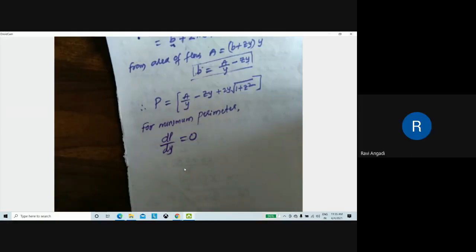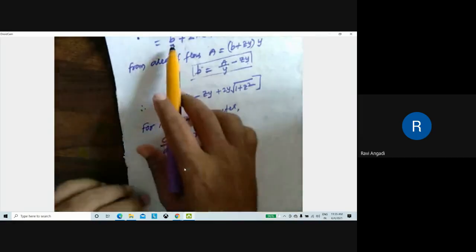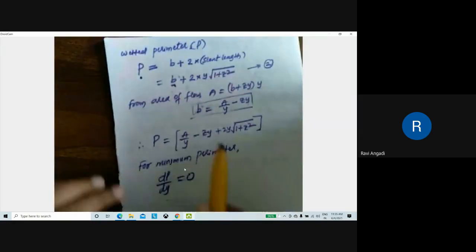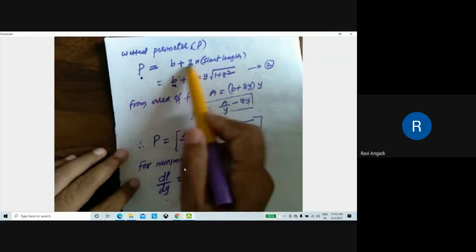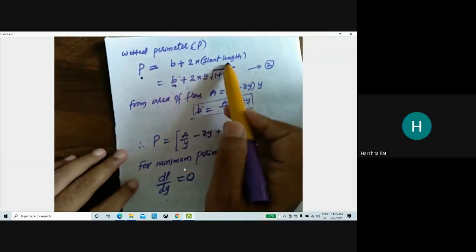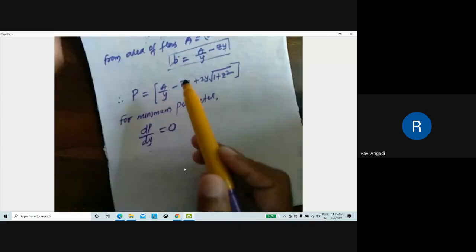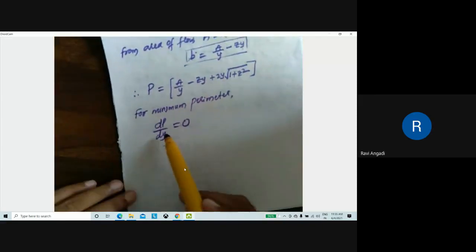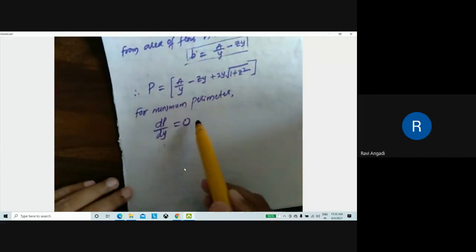Yes, sir. Okay. So here also the perimeter should be minimum. I want it with respect to what? With respect to depth of flow, because depth of flow is a variable quantity in a channel. If the depth of flow varies, automatically the perimeter also varies, because perimeter is a function of what? Width and depth of flow. Yes or no? Correct? Yes, sir. So that's why I need to reduce that one. So that's why I'm taking dp by dy is equal to 0.